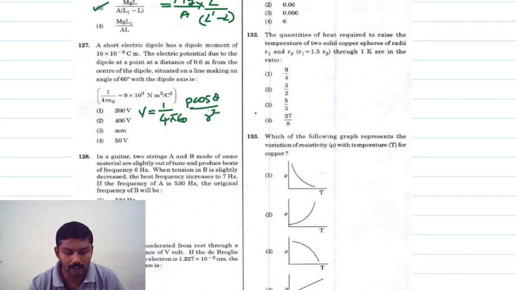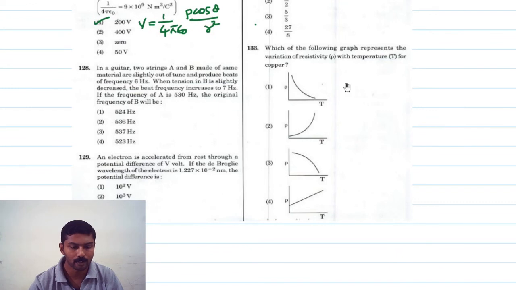Substitute it, everything is given in SI units. R distance is also given as 0.6 meter, definitely that is also in SI unit. You just have to square it. You substitute the dipole moment P, given as 16 into 10 power minus 6. Cos theta is definitely from the dipole axis, that is also given as 60 degrees, cos 60 degrees is 1 by 2, just have to substitute it. You will probably get the answer for 127 as 200 volt. I have done it myself and seen it. So it will give you 200 volt.